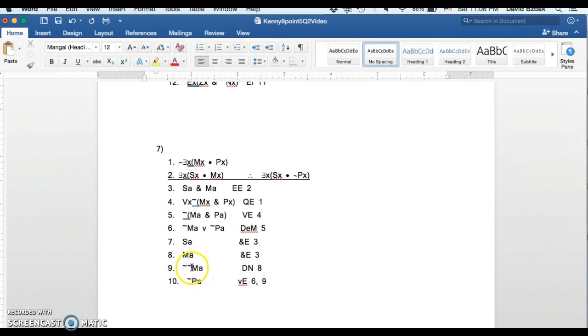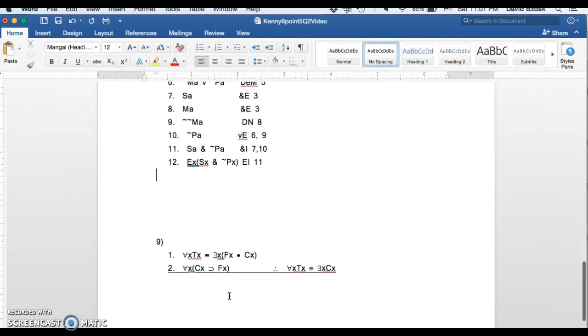Now you do have to do this double negation, because to do disjunction elimination you need a disjunction and the negation of one of the disjuncts. But MA by itself is not a negation of anything. So you have to do this double negation first, then you can do the disjunction elimination. Okay, so now we put SA and not PA together with conjunction introduction of 7 and 10. And then our last step is the existential introduction of 11.